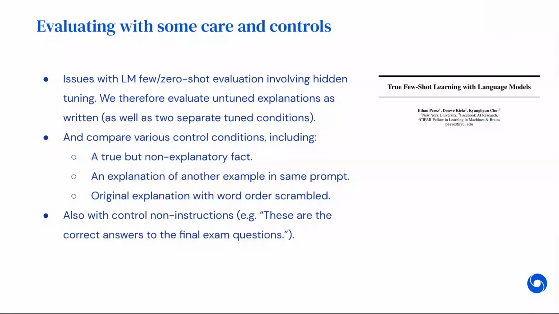For example, providing the model with a true but non-explanatory fact about this question as an explanation, or an explanation of a different example that comes from the same prompt, or the original explanation with word order scrambled. And we also measure control non-instructions, such as these are the correct answers to the final exam question.